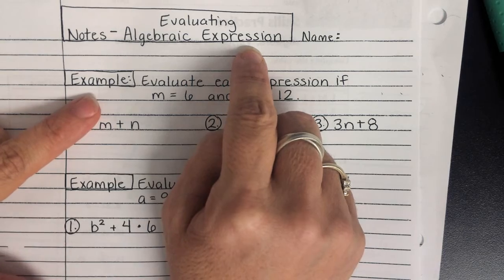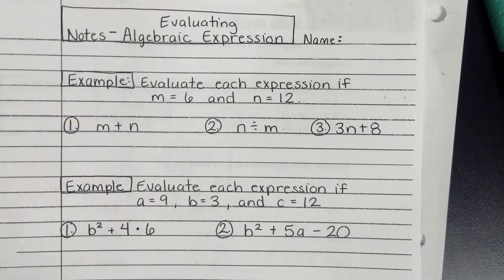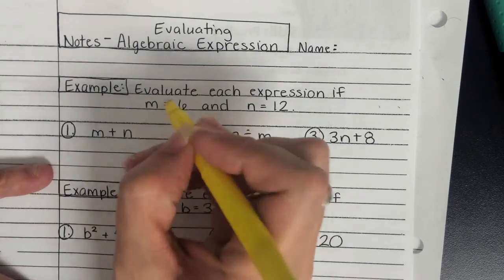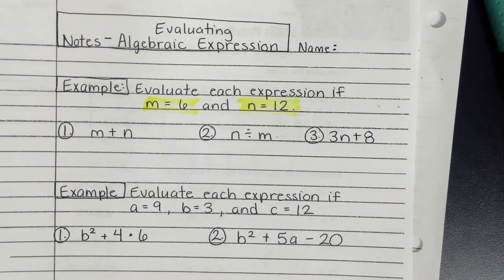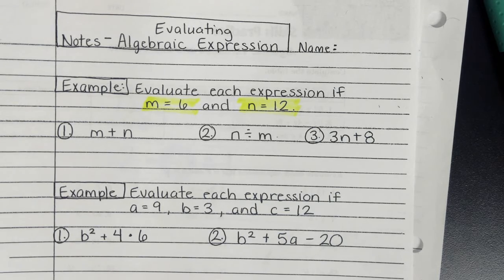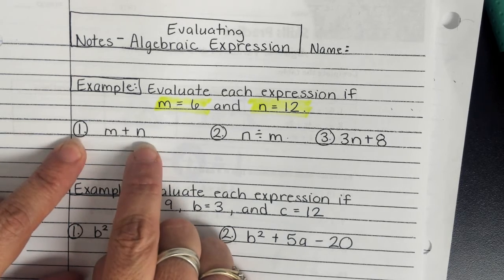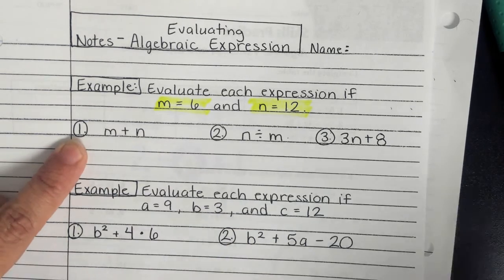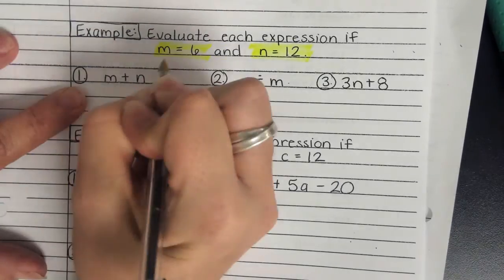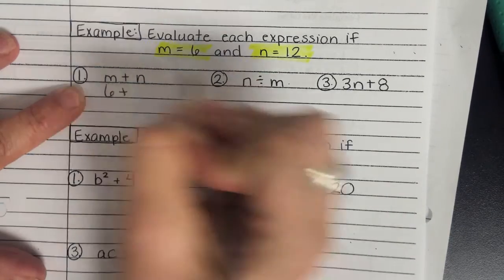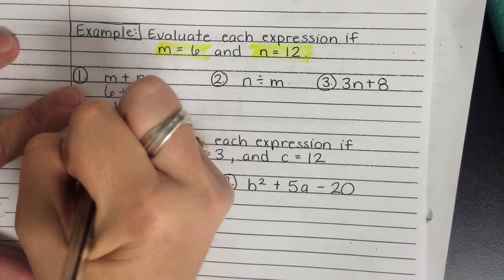Okay, the first set says, evaluate each expression if m equals 6 and n equals 12. This is why I'm saying, this starts out really easy. They literally give us what they want our variables to be. So, look at number 1. They give you the math problem, m plus n. Step 1, fill in the m and the n. You got to show me you know what each letter represents. M is 6, put the plus, n is 12. Okay, so that's step 1, and then step 2, solve it, which is 18.